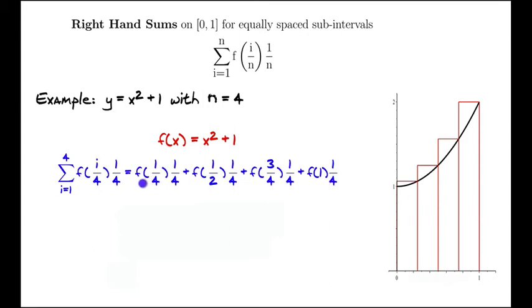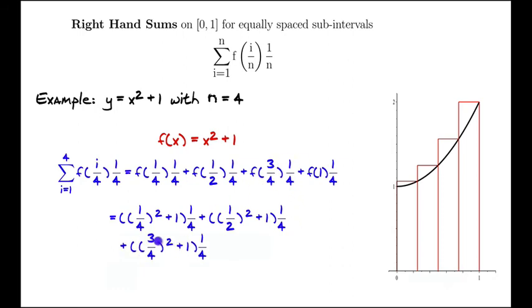And we can calculate it and figure out what the number is just by using this function. So we take f of 1/4. That means we need 1/4 squared plus 1. So in for f of 1/4, we put 1/4 squared plus 1 times 1/4. In for f of 1/2 times 1/4, it's going to be 1/2 squared plus 1 times 1/4. In for f of 3/4 times 1/4, it's going to be 3/4 squared plus 1 times 1/4. And for f of 1 times 1/4, it's going to be 1 squared plus 1 times 1/4. Do all that arithmetic, multiply all that together, we got 47 over 32. That's the sum of the areas of these rectangles.